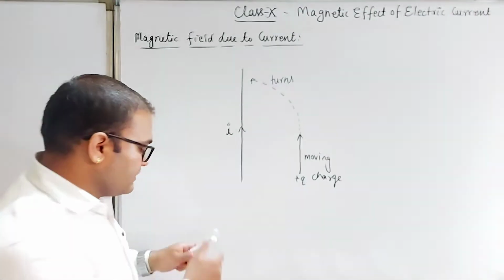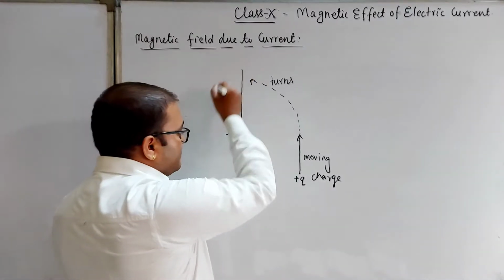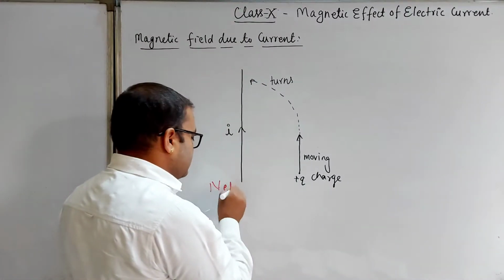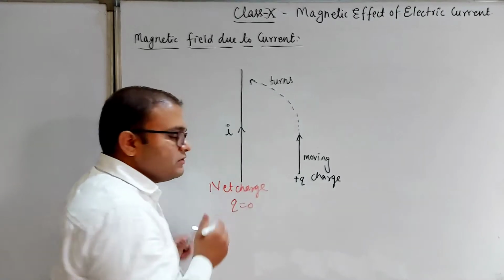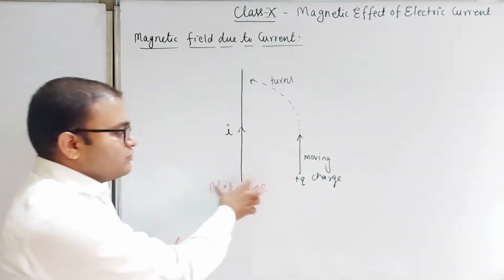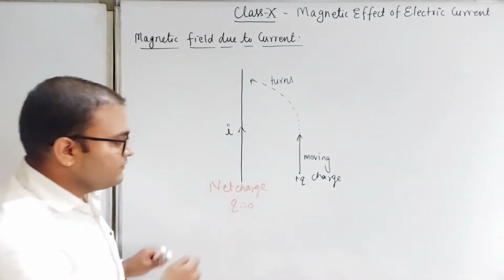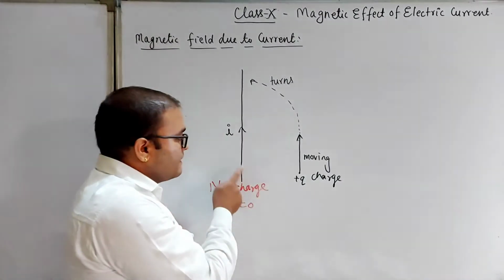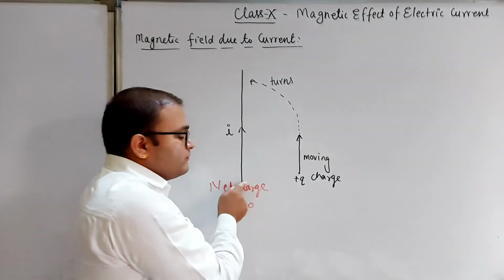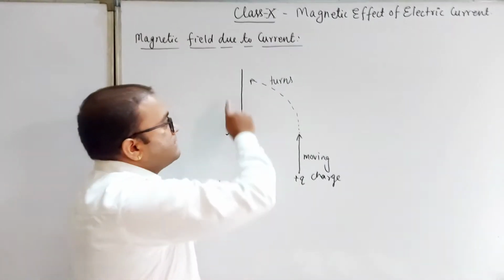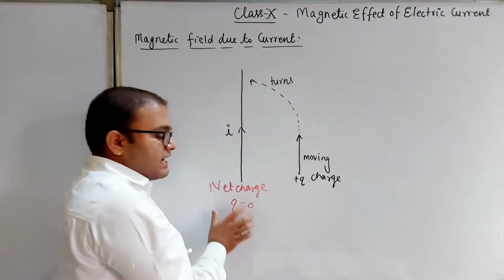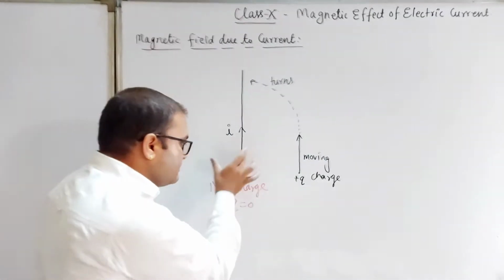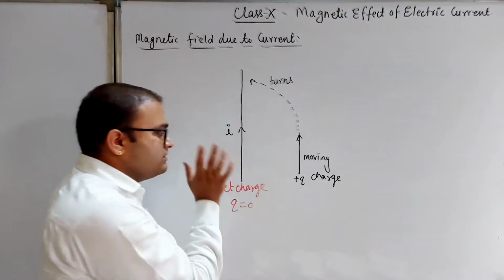But we know that the net charge on a current carrying conductor is q equal to 0. On a current carrying conductor there is no net charge. If one electron enters the conductor at one end, another leaves at the other terminal, so the net charge always remains zero. Charge is there, but the net charge on this current carrying wire is always 0.